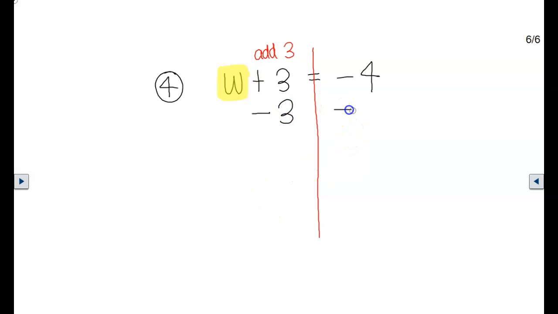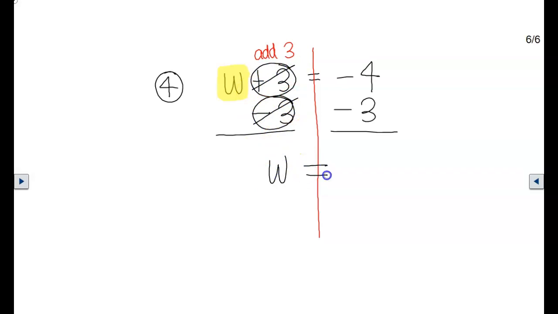And if I do it on one side, I have to do it on the other. So I'm going to subtract 3 over there as well. Now, my add 3 and my subtract 3 cancel. So I have w equals, that's what I wanted. I wanted w alone, and now I have it. Negative 4 minus 3 is a negative 7. So in this problem, w should be a negative 7.